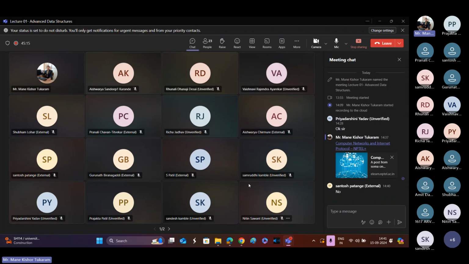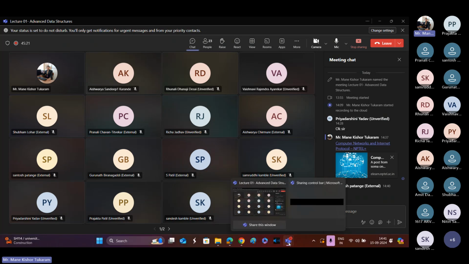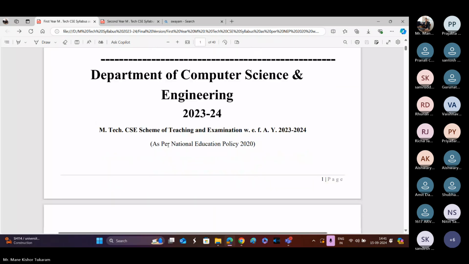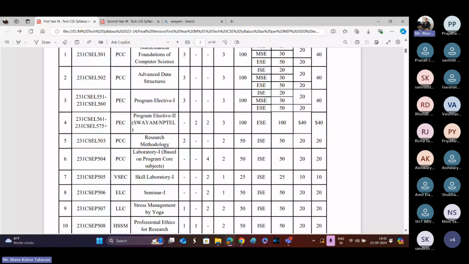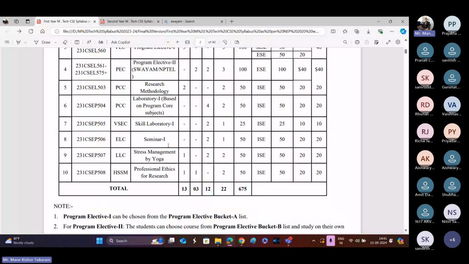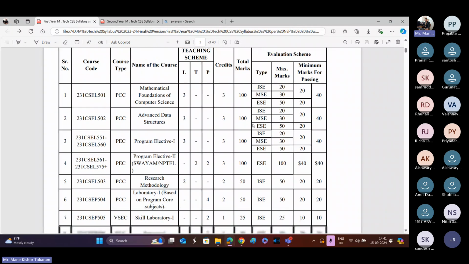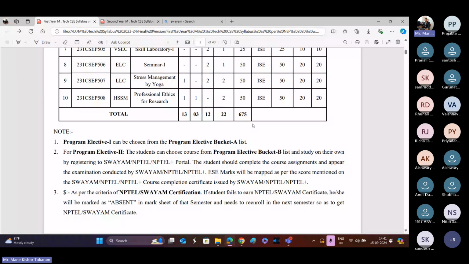So here we will start. For this semester, I'm taking two courses. The first one is Advanced Data Structures, and the second, which is most important, is Research Methodology. We will first finish our ADS, and then start with Research Methodology. Inside Research Methodology, I will tell you how to search for research papers, then how to read them.